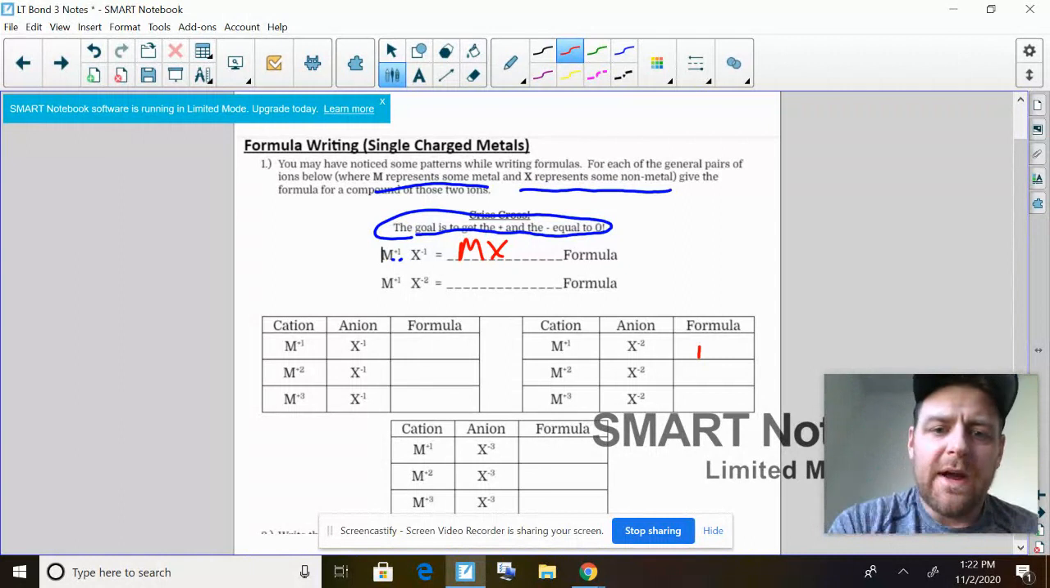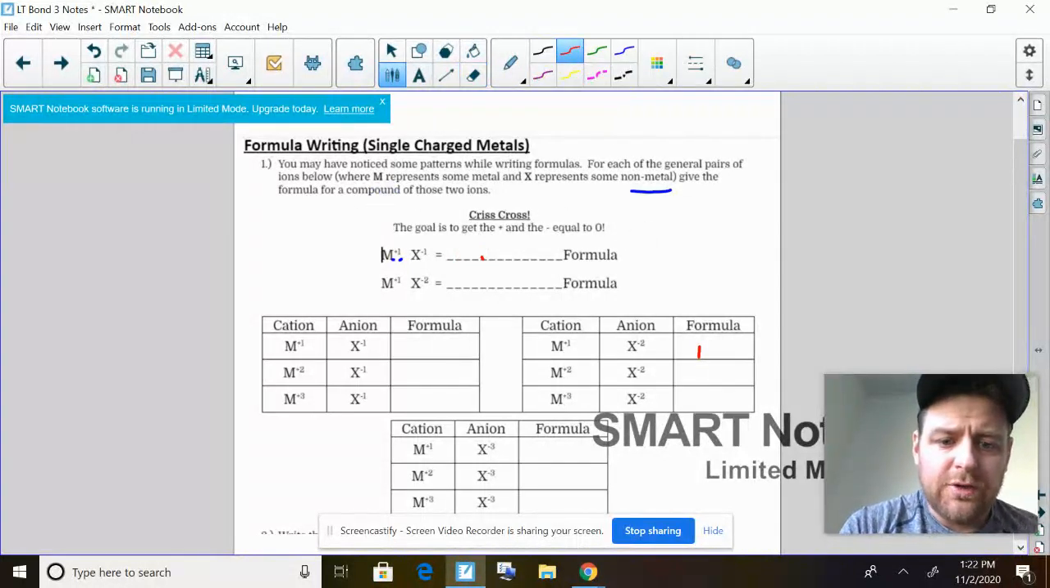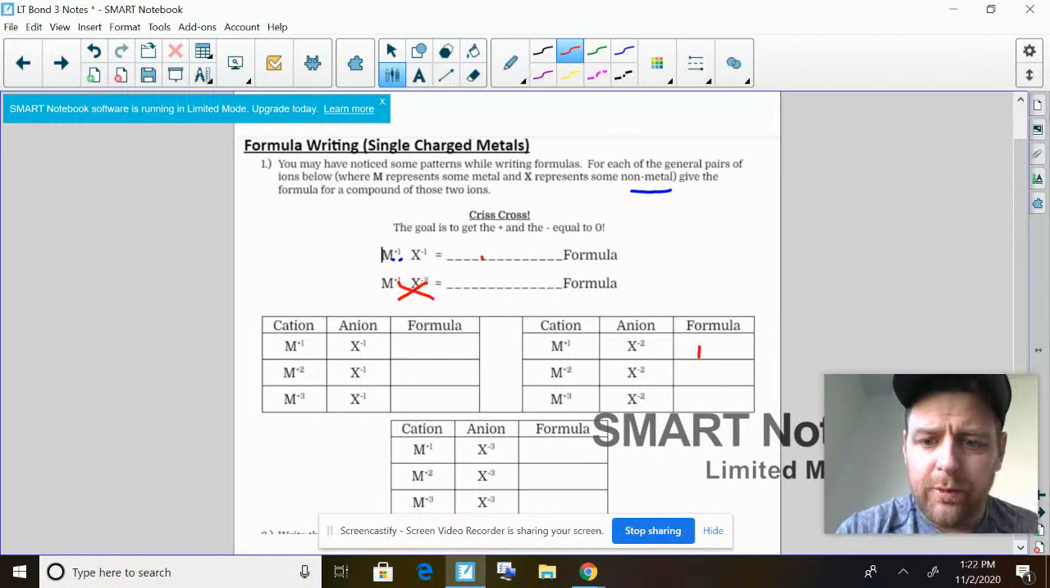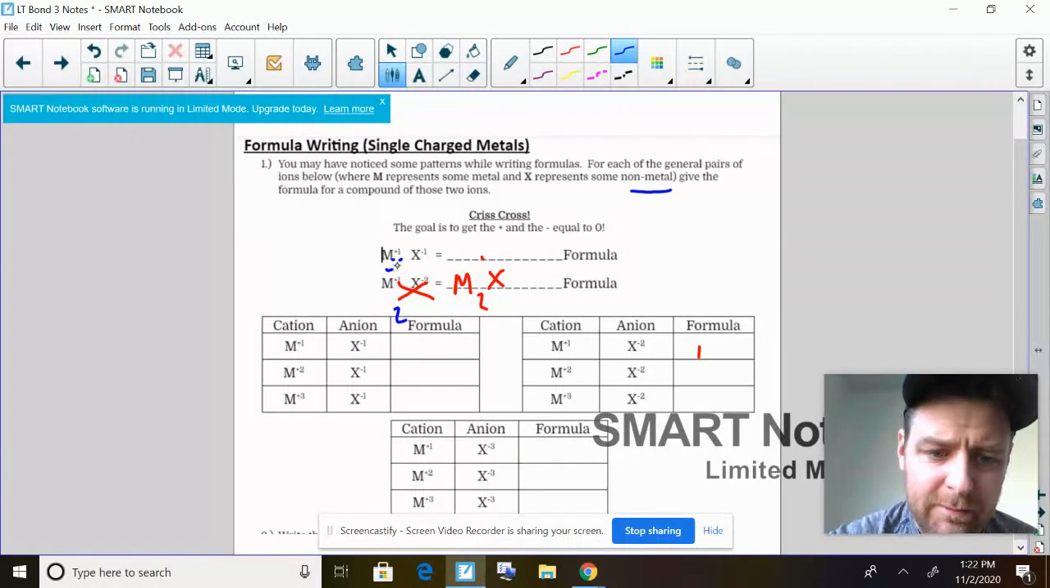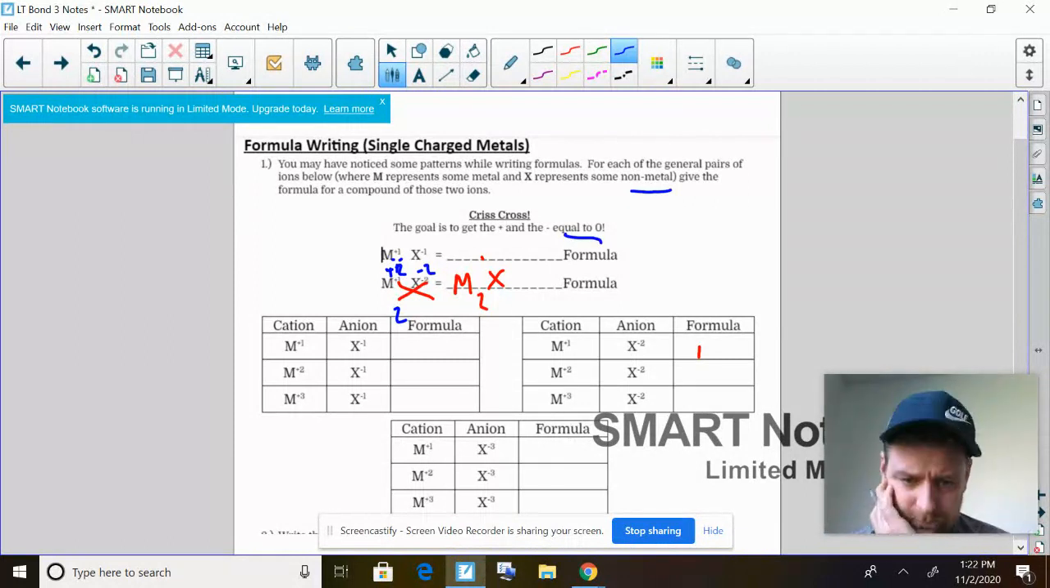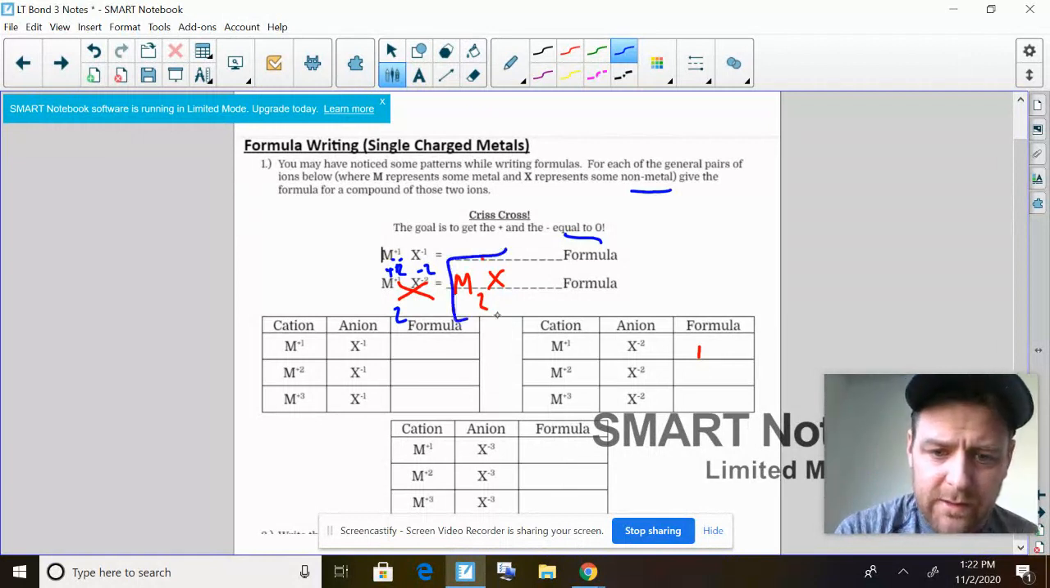But now we get to this little trick that we do. It's called crisscross. When you have a charge and they're not equal, you crisscross. The only rule is this: you never write the one. So I go M2X and I write the 2 as a subscript. Now, what does that do for me? If I put the 2 right there, that makes this plus 2. And then this is minus 2. They are now equal to 0. Cool? It's called the crisscross rule. When the charges aren't equal to 0, crisscross them, and they'll get equal to 0 that way. So this is your final answer.